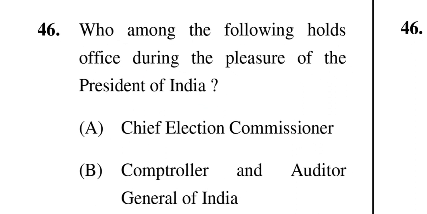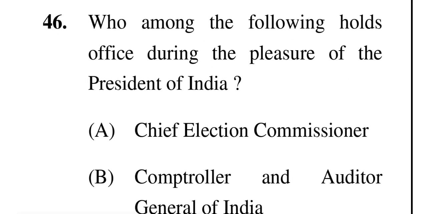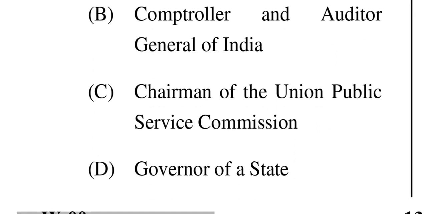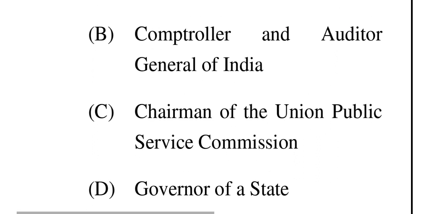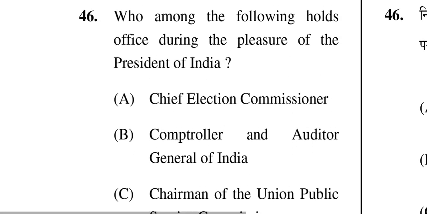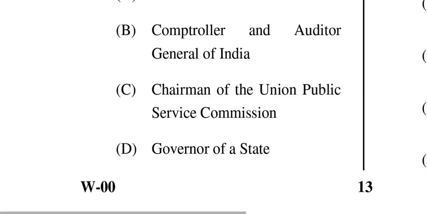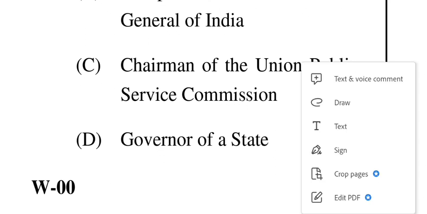46. Who among the following holds office during the pleasure of the President of India? Chief Election Commissioner, Comptroller and Auditor General of India, Chairman of the Union Public Service Commission, Governor of a State. Very interesting question. The correct answer will be Governor of a state. Got it?